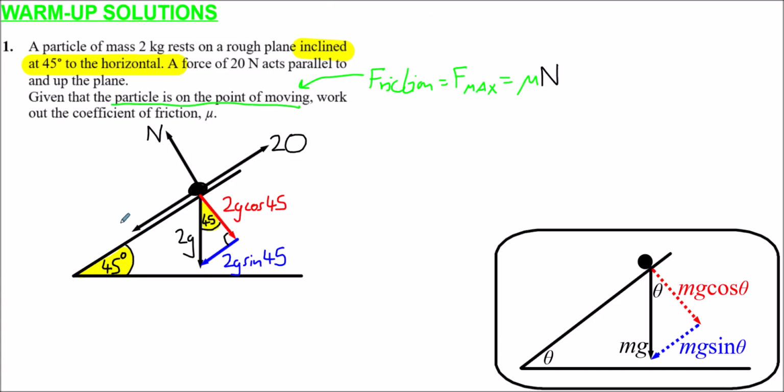So I'm labelling this on here, mu n. So we've labelled down all we need, really, and that's just a case of solving it. So it's on the point of moving, so it's still just about in equilibrium, this particle. It's in a limiting equilibrium. So let's think about forces acting perpendicular to the slope.